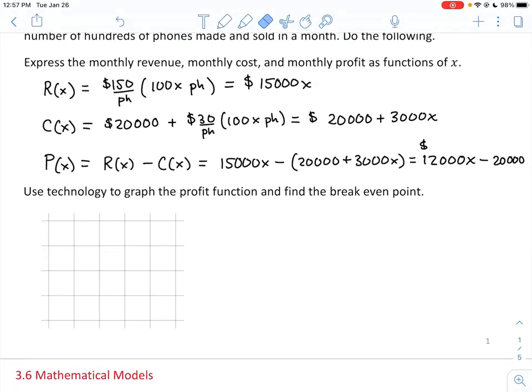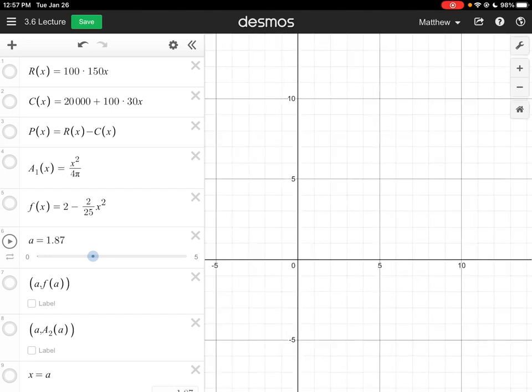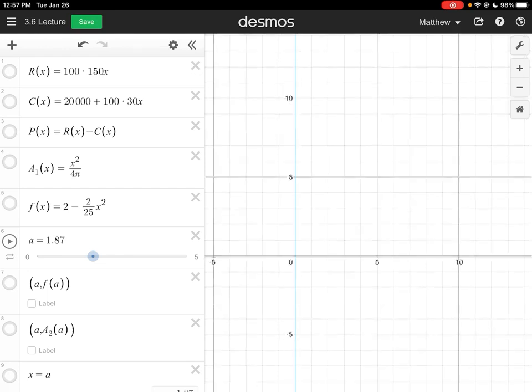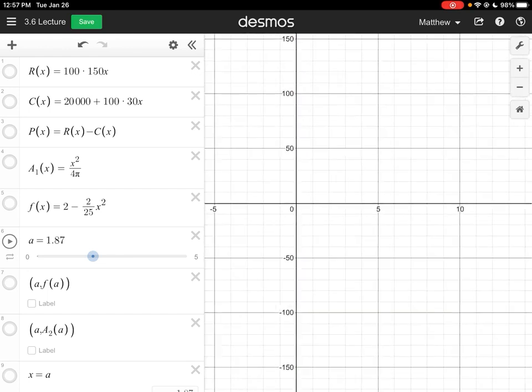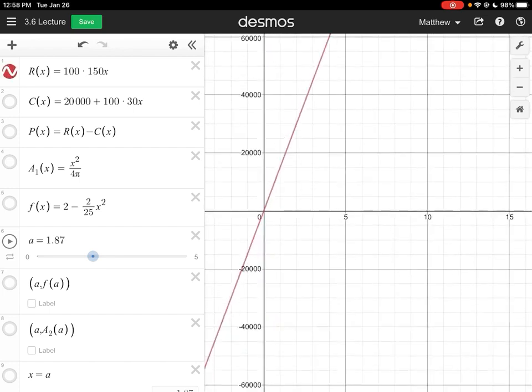All right, use technology to graph the profit function and find the break-even point. I've already programmed into Desmos a lot of the equations and functions I plan to graph for this lecture. So I'll reveal them as I use them. But I have a revenue curve here, and our scale needs to be changed dramatically since the revenue is 15,000X. So we expect a very, very steep line. So I'm going to change my y scale until I start seeing thousands. Now you can see what that looks like.